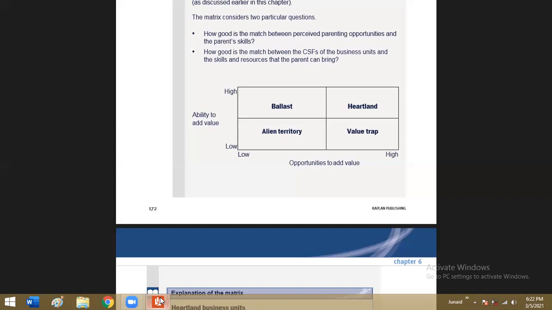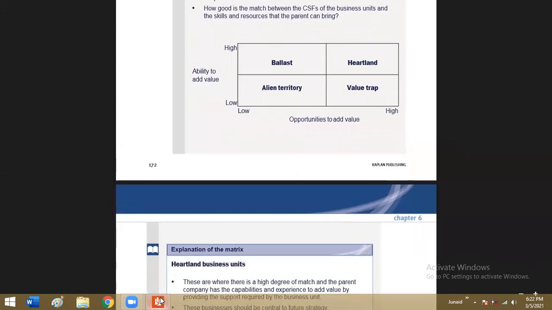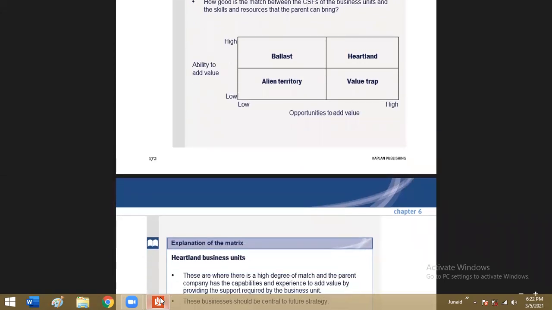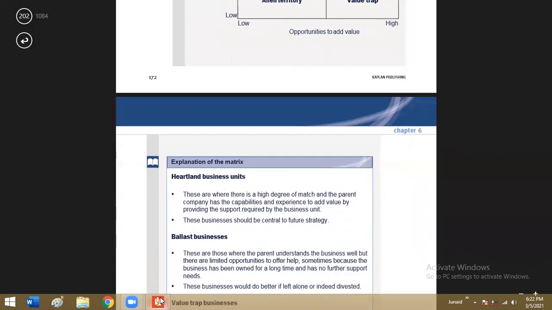If the ability is high and the opportunity is also high, that is called heartland. These are the core areas, the fortes on which you can play. If the ability is low but the opportunity is high, that is called value trap. It means that you are lacking the ability but the opportunity is high, that is attracting you, and ultimately you get trapped by it. So this is called value trap.